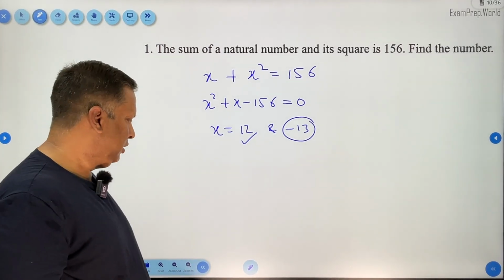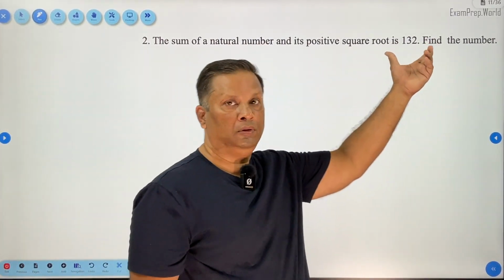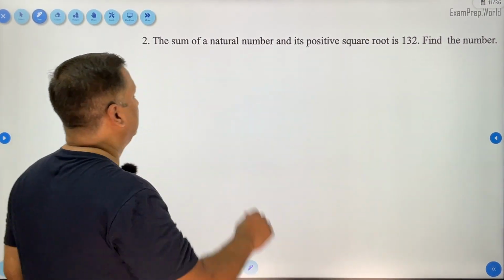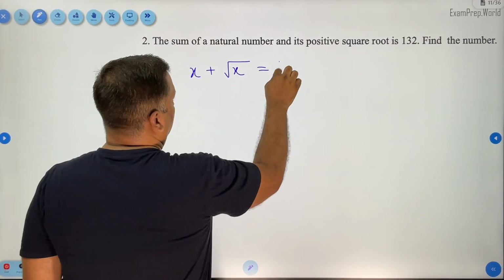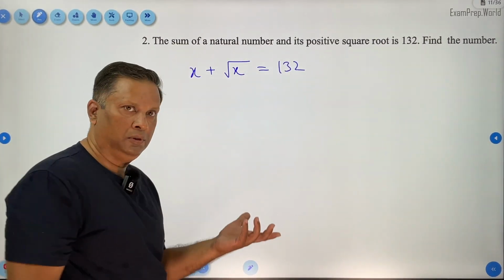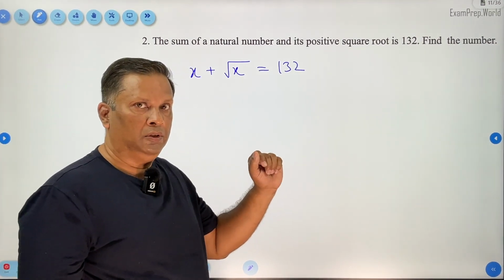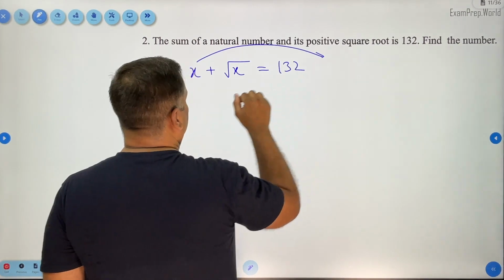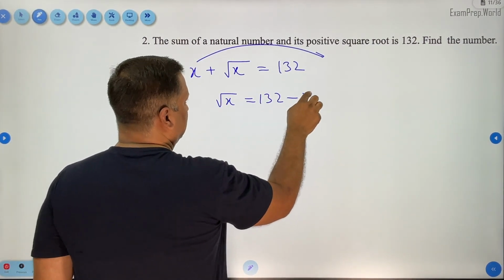So we move to the next one. The sum of a natural number and its positive square root. Here, see, it's a little tricky question. Be very careful. Look, the number is x and its positive square root, the sum is 132. Now how to solve this? Here we don't have a square, but we have a square root. Okay, so simple trick. Send this x over here, right? So it will become root x equals 132 minus x.